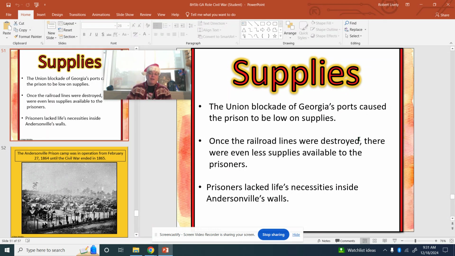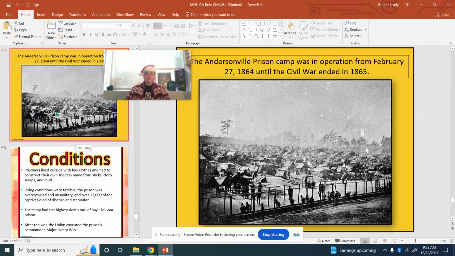Hey, you cut off my supplies. Well, at the time, if he didn't have supplies to take care of his prisoners, he was actually supposed to release those prisoners. He did not. So the Union blockade of Georgia's ports caused the prisons to be low on supplies. Once the railroad lines were destroyed, there were even less supplies available to the prisoners. Prisoners lacked life necessities inside Andersonville's walls. Shows you some of the camps.